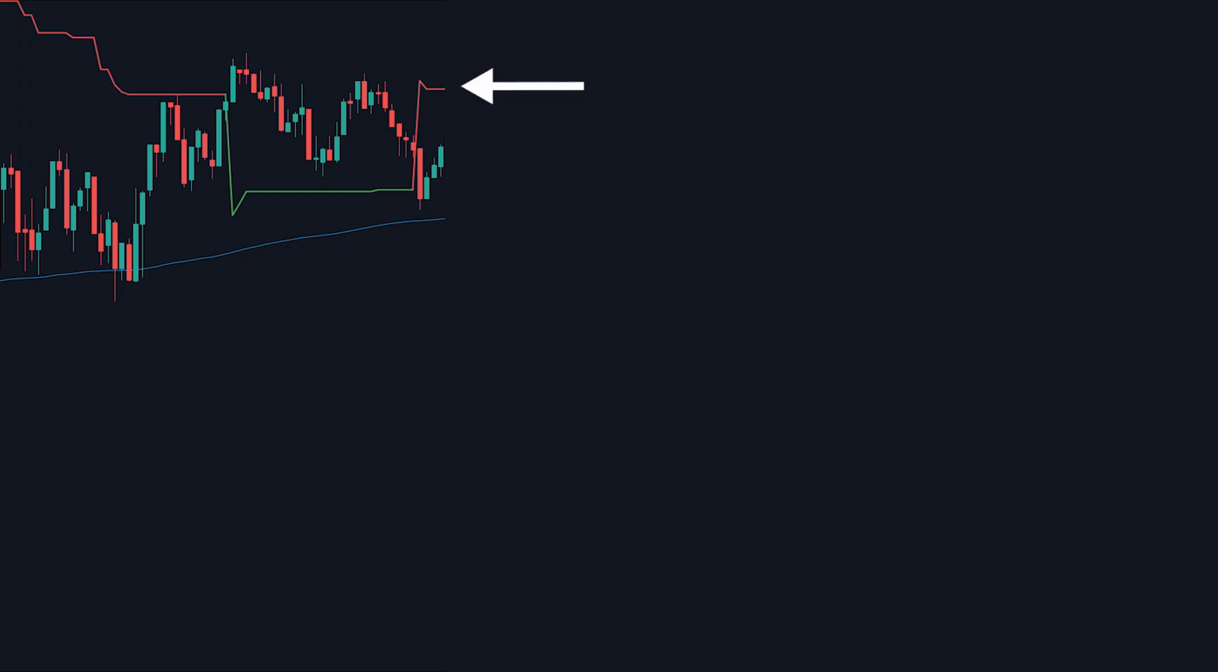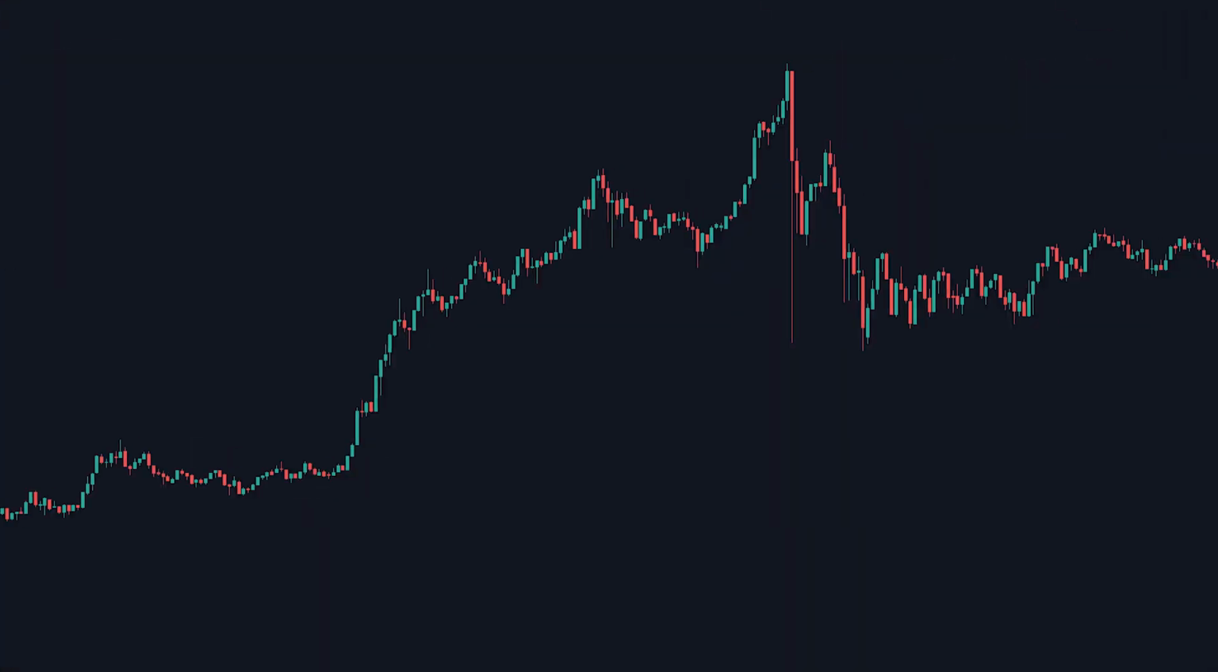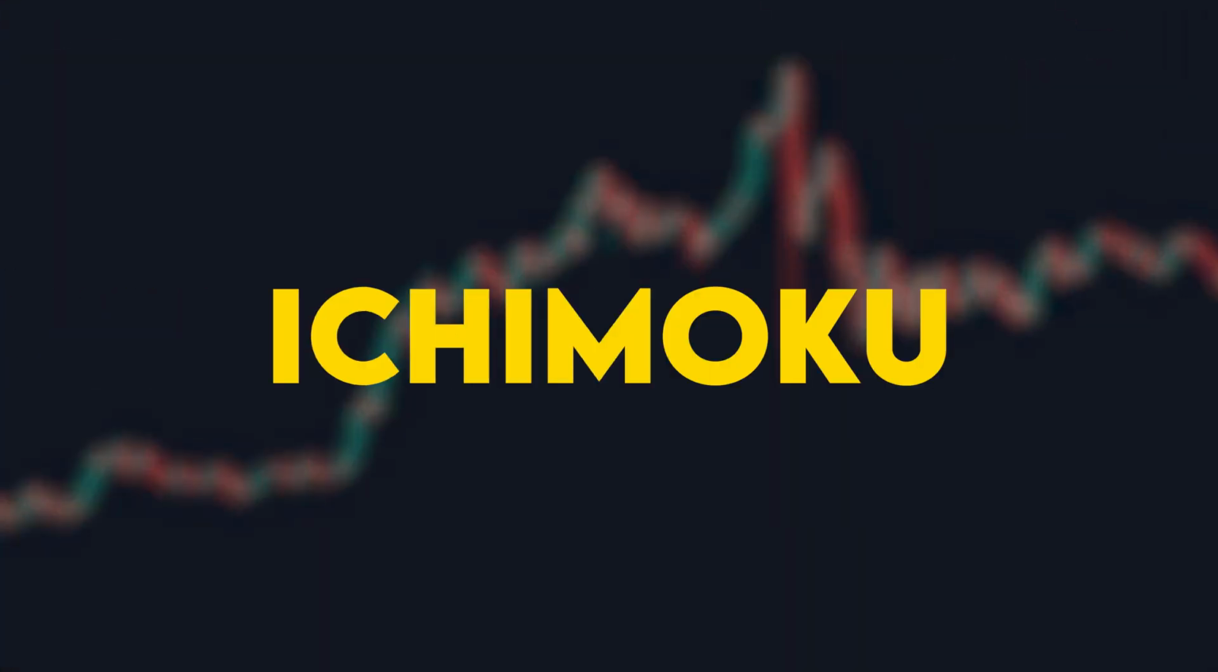Let's take a look at a short example. As you can see, the super trend line is red, but the price is still above the 200-day. We wait for the price to go below the 200-day, make sure the super trend line is still red, and then we enter the trade. Next, I'm going to show you a bonus strategy using the Ichimoku indicator.